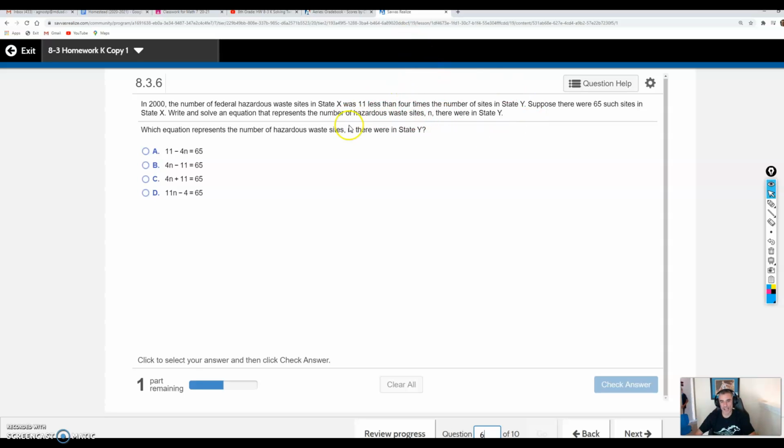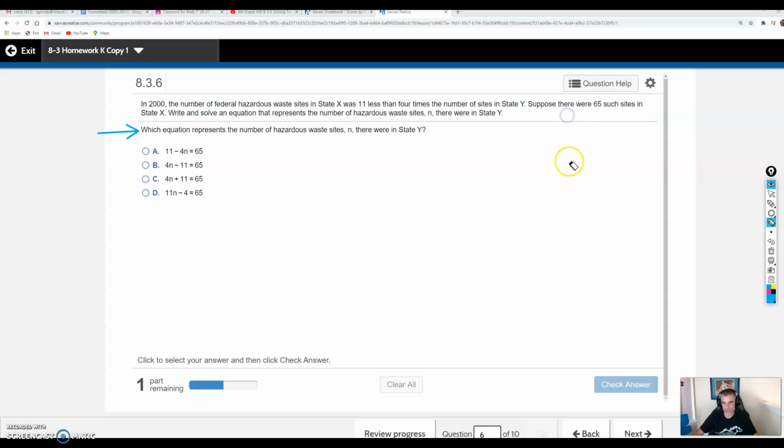So I had to read through this a couple of times. Really, there's one key. The first thing they're asking us to do is write the equation that represents all this stuff they wrote here. It says, which equation represents the number of hazardous waste sites N there were in state Y. They're asking us to take this whole paragraph up here, all of this stuff, and turn it into a mathematical equation.